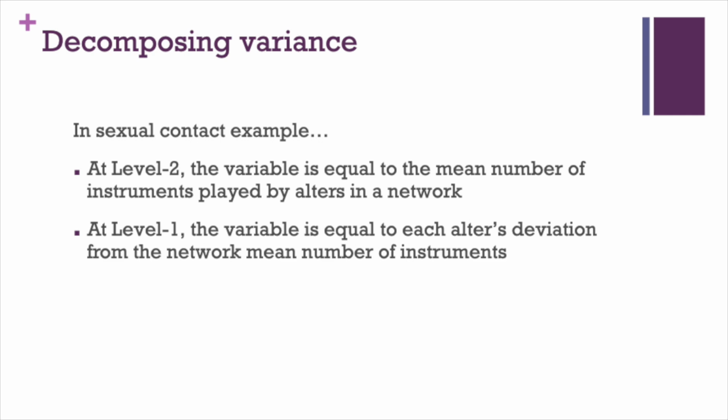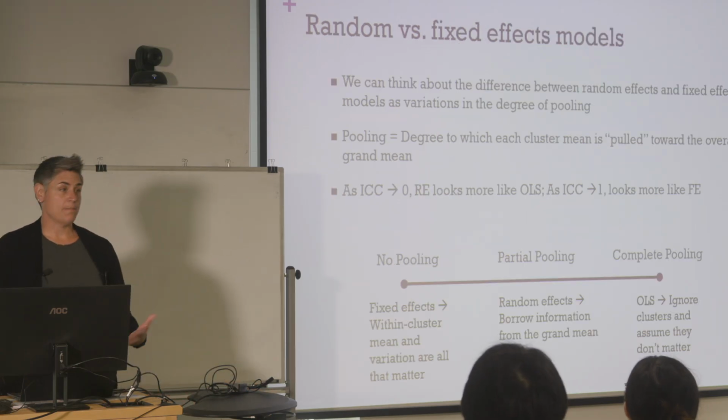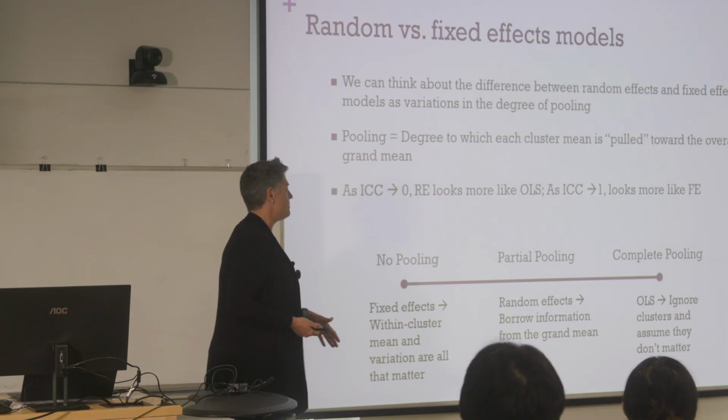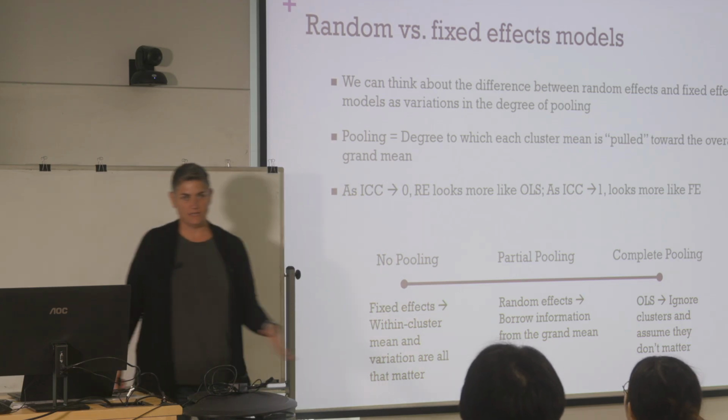So in the sexual contact example, at level 2 the variable is just equal to the mean number of instruments played by alters in the network. And then at level 1, it's each alter's deviation from the network mean number of instruments played, right? And so that becomes an explicit way to model what's the between effect and the within effect. And if we're thinking across these different kinds of models that you may have heard of, random versus fixed effects, we can think about the difference between random effects, fixed effects, and OLS as varying in the amount of pooling that they're doing, right?